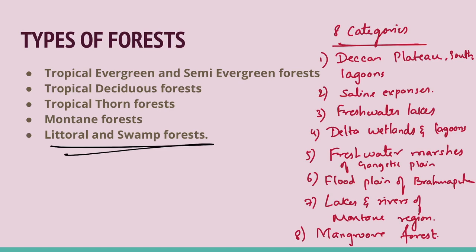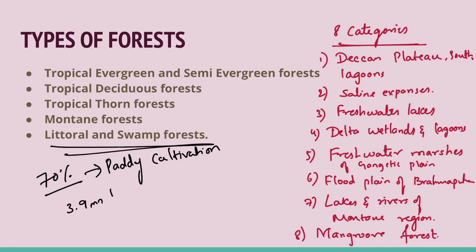Littoral and swamp forest. India has a rich variety of wetland habitats, and about 70% of this comprises areas under paddy cultivation. The total area of wetland is 3.9 million hectares, and two sites, Chilka Lake and Keoladeo National Park, are protected as waterfowl habitats under the Convention on Wetlands of International Importance, which is also called the Ramsar Convention. The country's wetlands have been grouped into 8 categories.